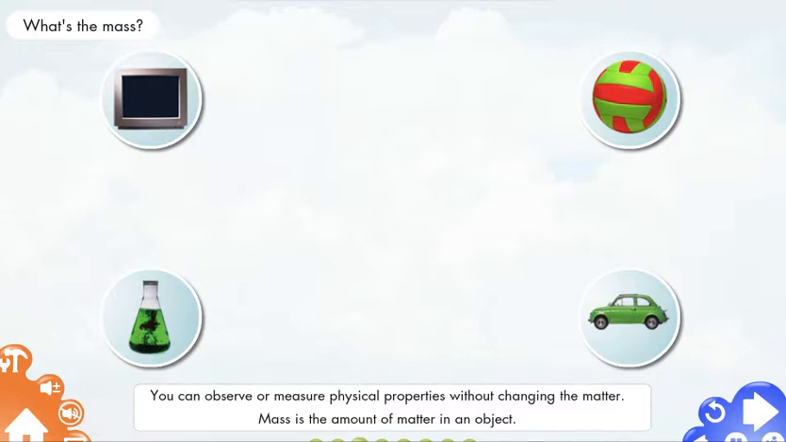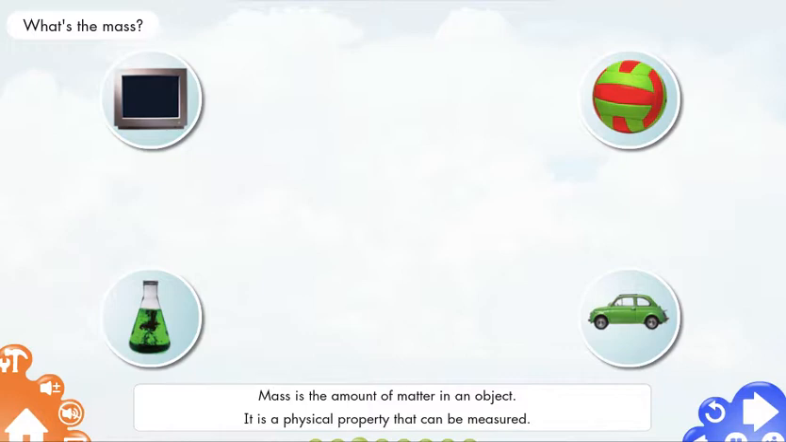Mass is the amount of matter in an object. It is a physical property that can be measured. You use a balance to measure mass. Click an image to find out more.